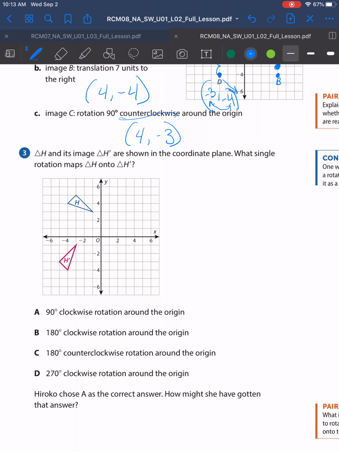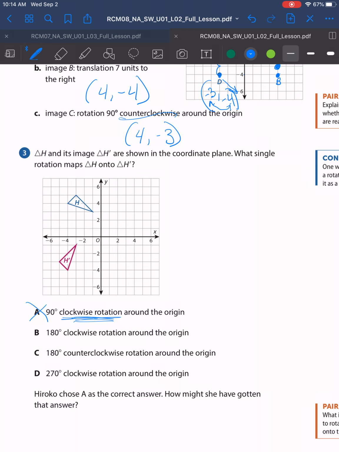Is it a 90 degrees clockwise rotation? Clockwise would go this way. H didn't go clockwise. It went like this way, if anything. Or if it did go clockwise, it went way more than just 90, right? 90 would be like that, it landed over here somewhere. Okay, so it's definitely not A.